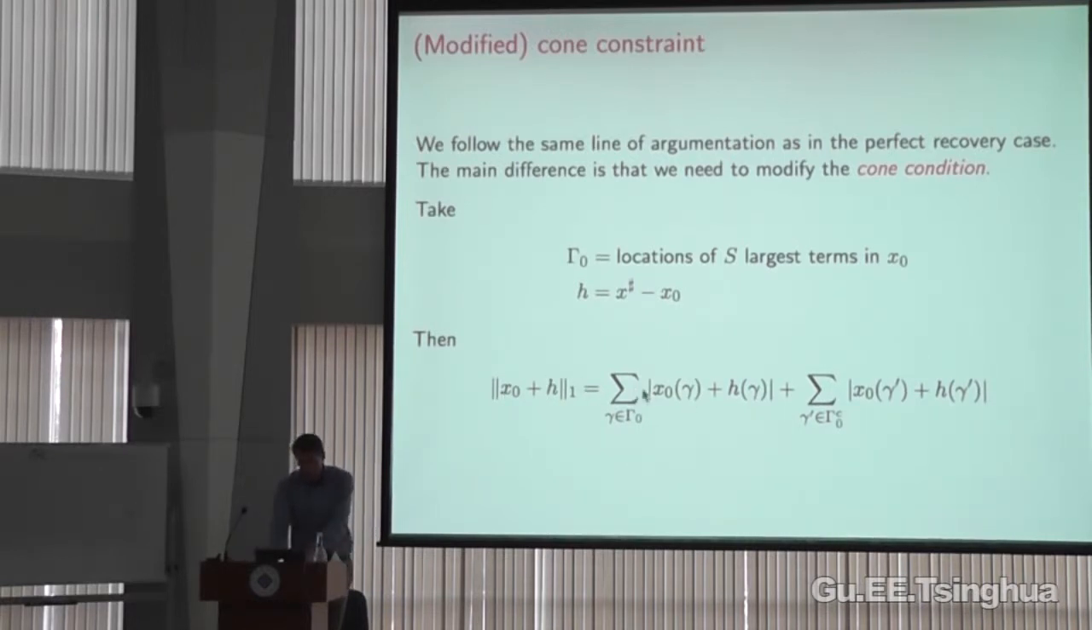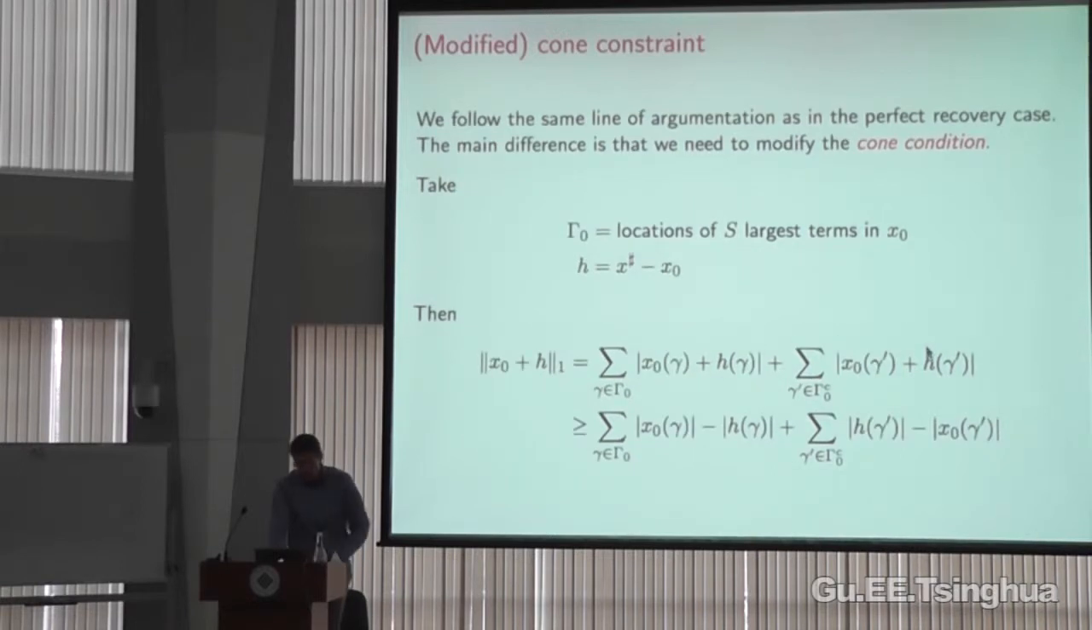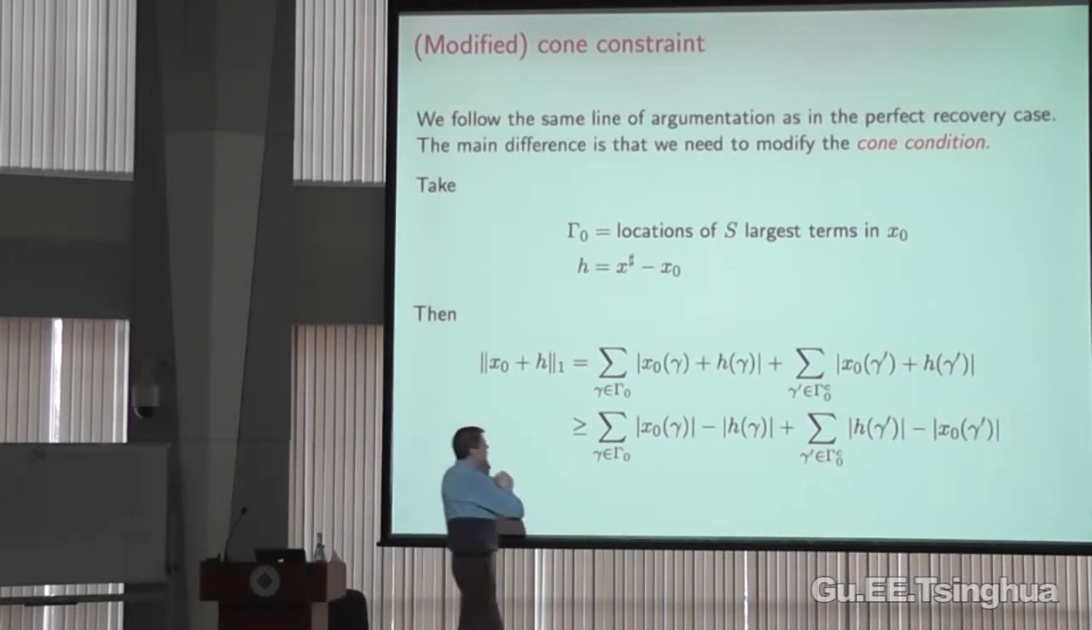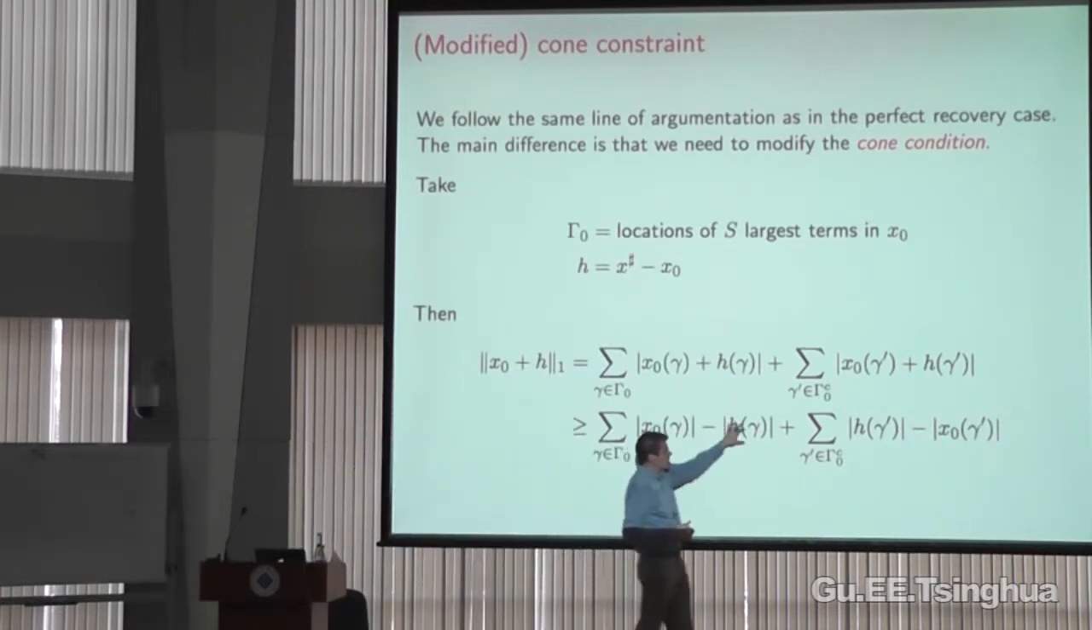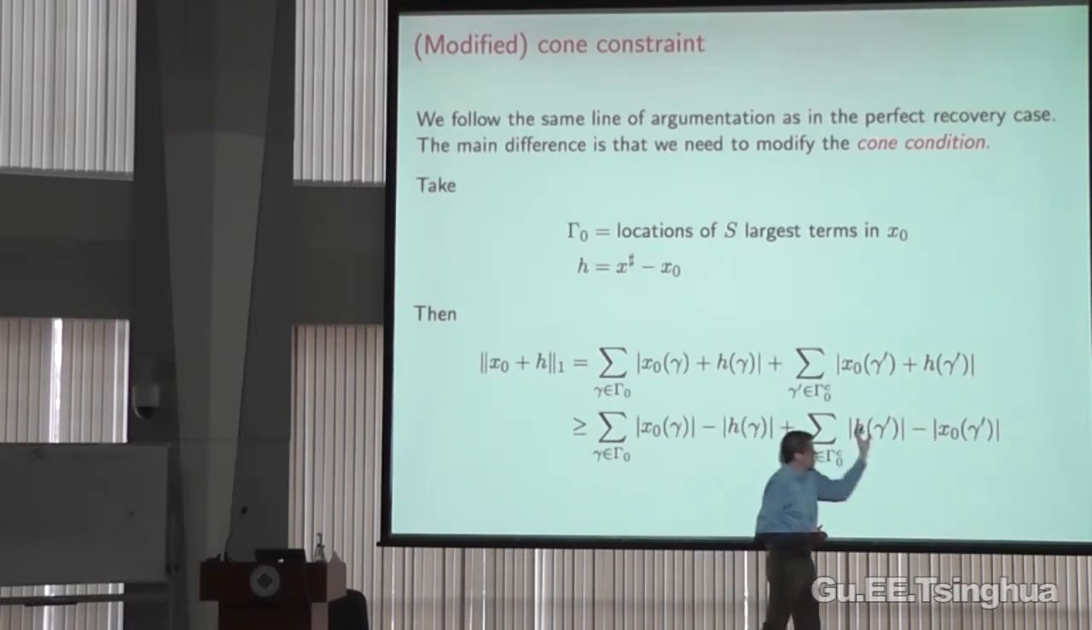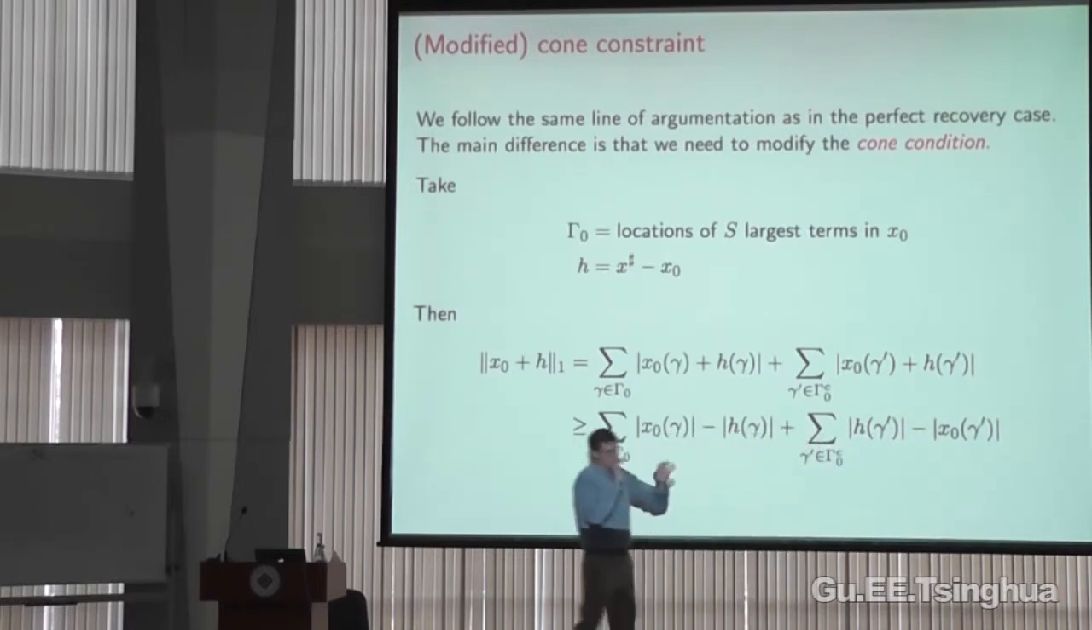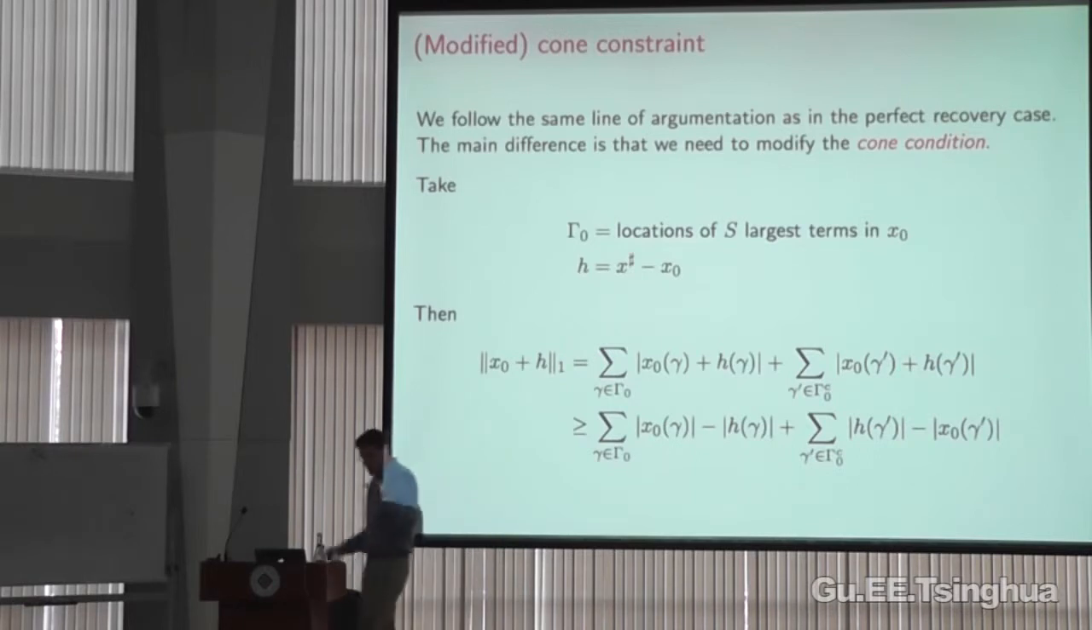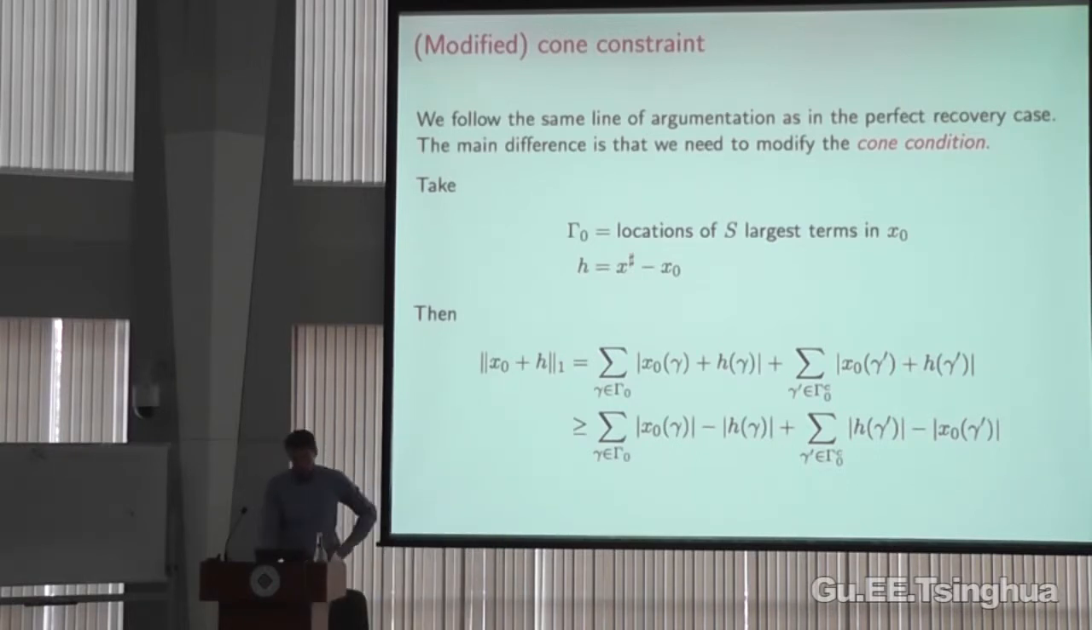So we do the same thing. You separate it into a sum of terms on the support and a sum of terms off the support. And then I just apply the reverse triangle inequality. If I have the sum of the absolute values of two numbers, that's greater than or equal to the difference of their absolute values. That's true in both cases, and it doesn't matter which order you take the absolute values, the greater than or equal to is always true.